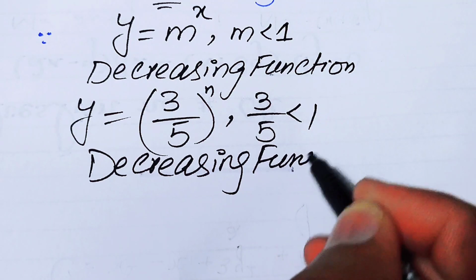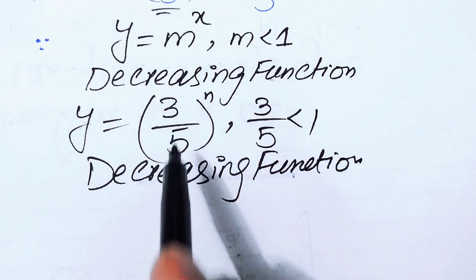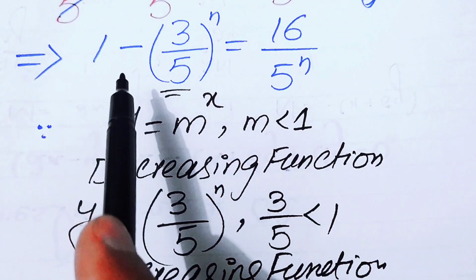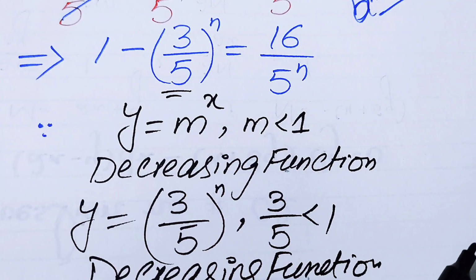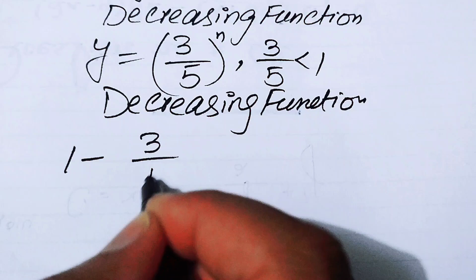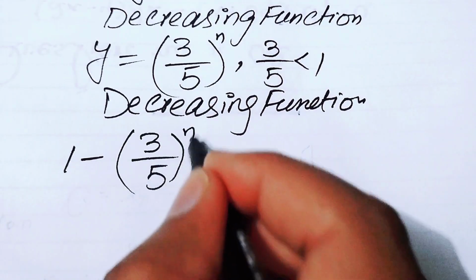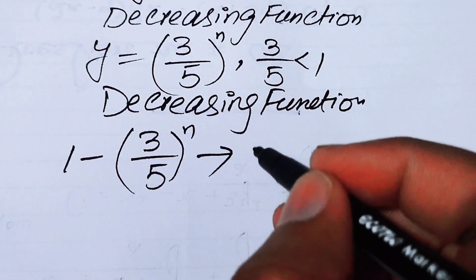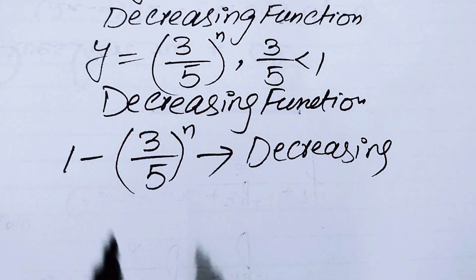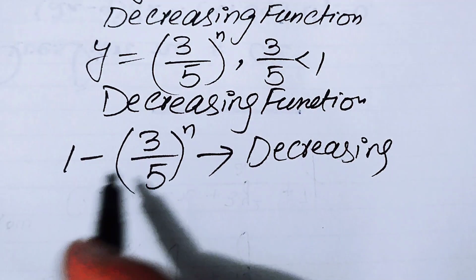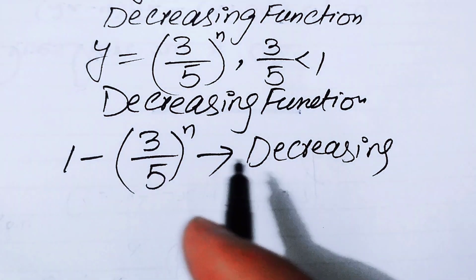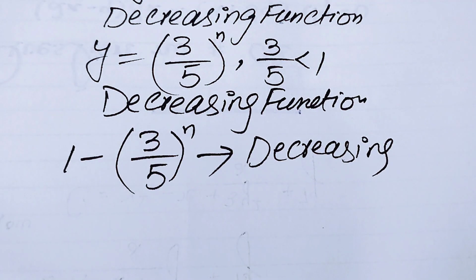And if 3 over 5 to the power of n is a decreasing function, and here you have 1 minus 3 over 5 to the power of n, then we can say that 1 minus 3 over 5 to the power of n is also a decreasing function, because if you subtract some decreasing function from 1, then you will get again a decreasing function.